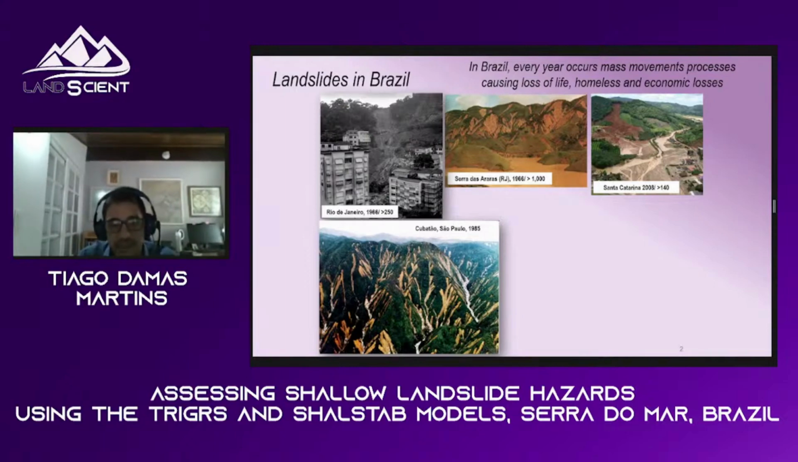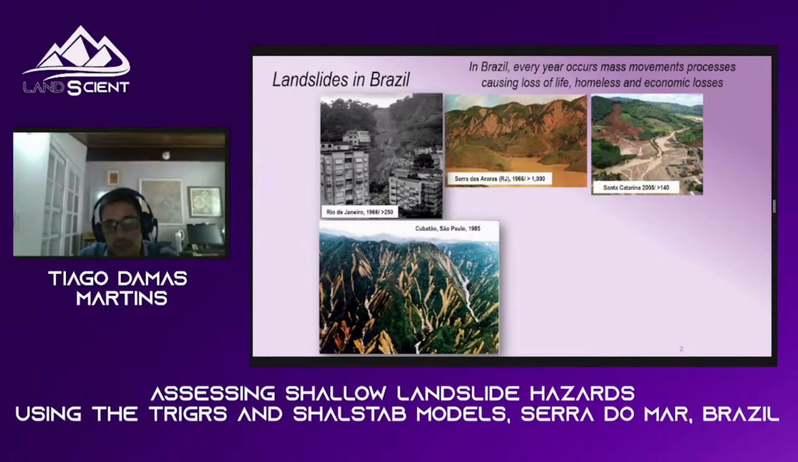The inhabitations in these areas are associated with the colonization process that started on the east shore, the east coast, and went to the hinterland of Brazil. So you can see this black and white picture from the 60s in the city of Rio de Janeiro. As you can see in the back of the buildings, a landslide that reached the urban area.